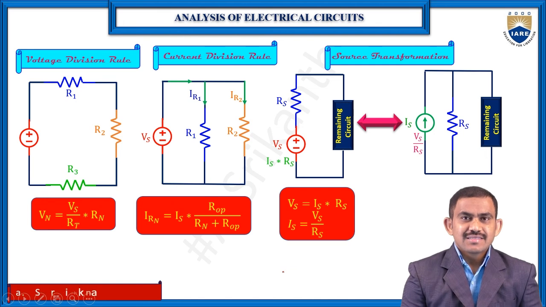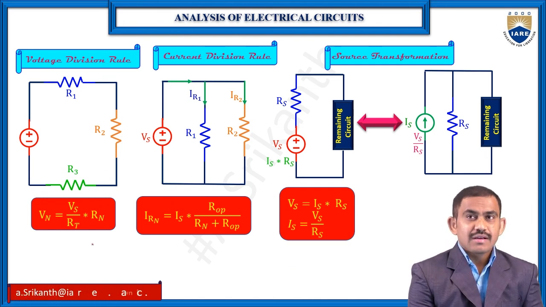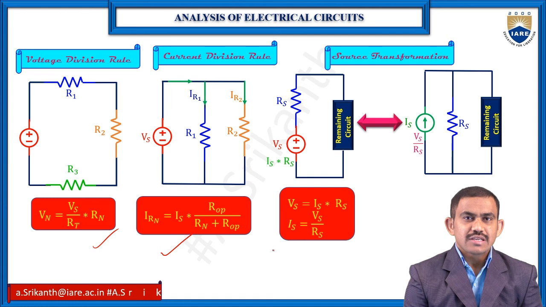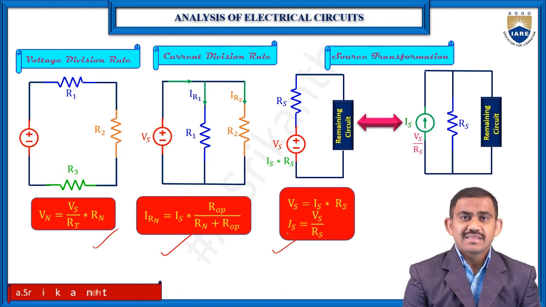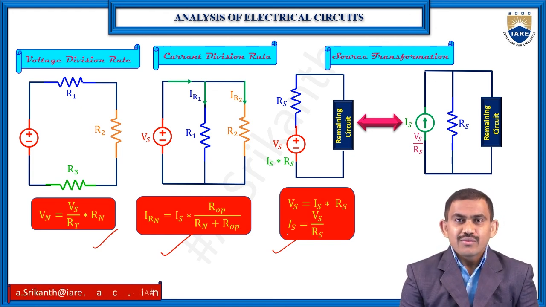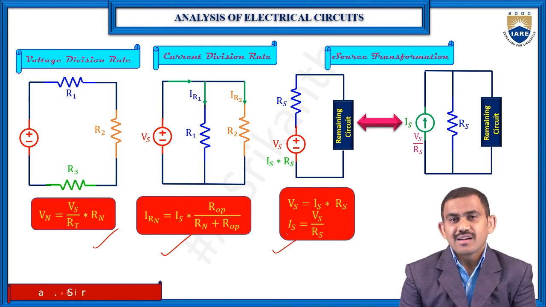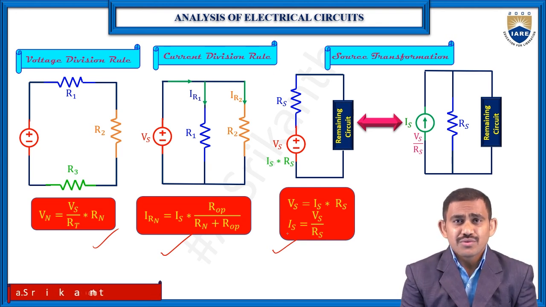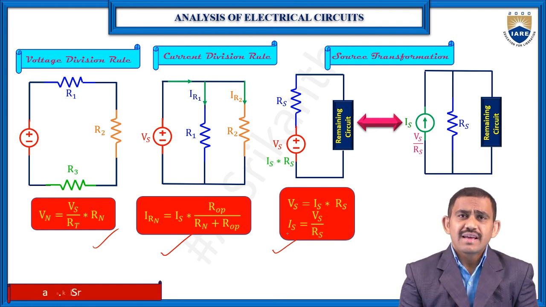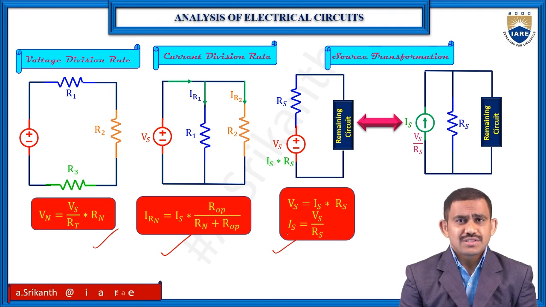For a glance, just observe the voltage division rule, current division rule and source transformation. Voltage division rule means in a series circuit, you can find the voltage drop across each element. In the current division rule, when you know the source current, you can get the parallel paths' currents also. You can convert a voltage source to a current source and a current source to a voltage source when the internal resistors are equal. These are some highlights about the voltage division rule, current division rule as well as source transformation.